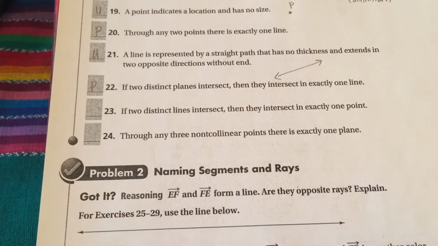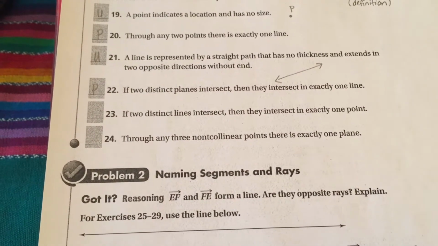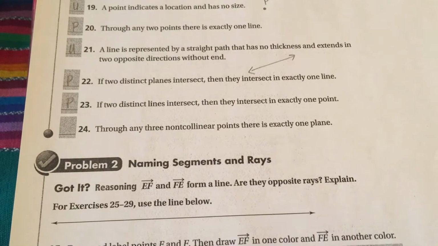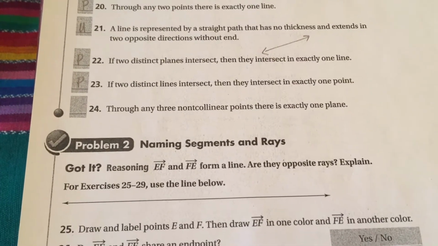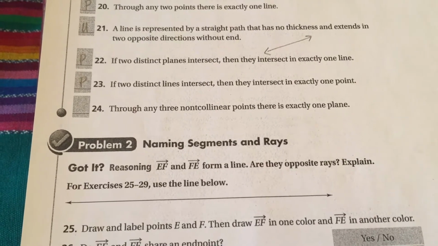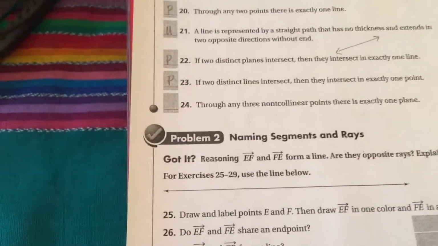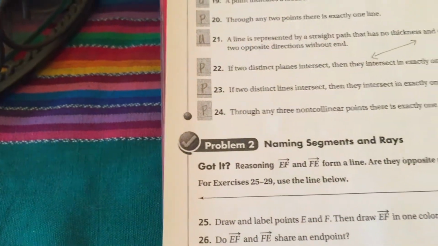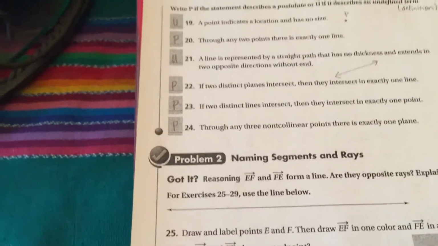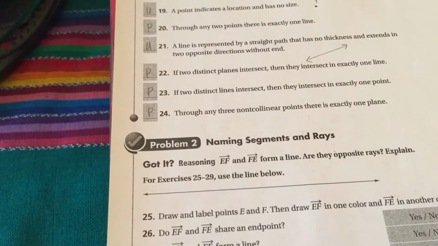If 2 distinct lines intersect, then they intersect in exactly 1 point. Again, that's exactly what they just described as a postulate. Through any 3 non-collinear points (they spelled that wrong), there is exactly one plane. There exists exactly one plane. That again is exactly what the postulate just said.